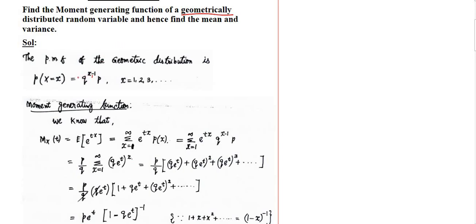The probability mass function of geometric distribution is P of capital X equal to small x is q power x minus 1 into p, where x varies from 1, 2, 3, etc. up to infinity. Remember, in Poisson distribution, we considered x varies from 0, 1, 2, 3, etc. up to infinity. But in geometric, here x value varies from 1, 2, 3, etc. up to infinity. We cannot consider x equal to 0 here.